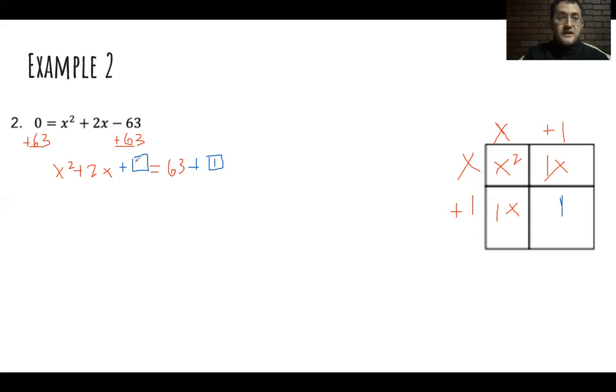So I'm going to add 1 on both sides. So I'm going to rewrite that. Because the factoring of x squared plus 2x plus 1 is x plus 1 times x plus 1, I'm going to say that that's going to be x plus 1 squared. And I'm going to set that equal to 64. And I'm going to square root both sides.